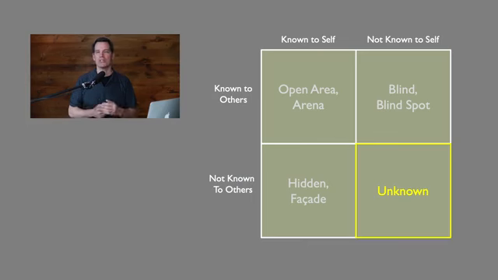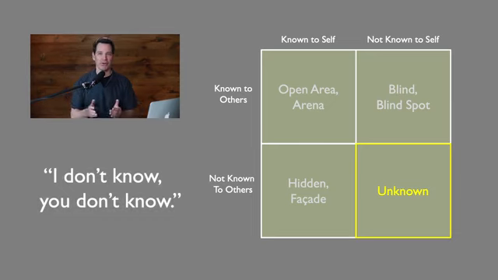And the fourth square is the unknown. And the phrase for this is, I don't know, you don't know. And this information about ourselves, nobody knows, at least not yet. So the question is, how do we know this square even exists? Well, we know this information is there waiting to be discovered because in the past, when we have had new experiences, we have learned more about who we are that we previously did not know.